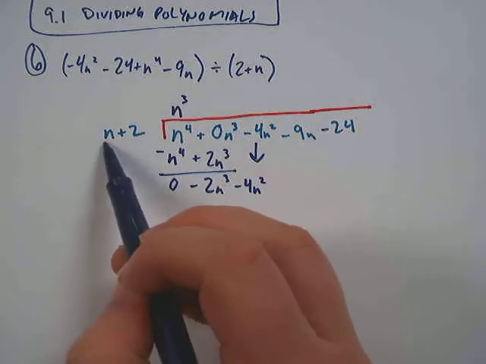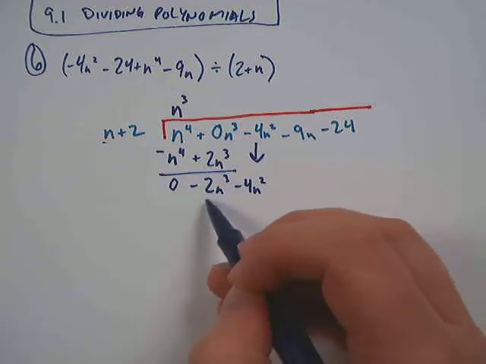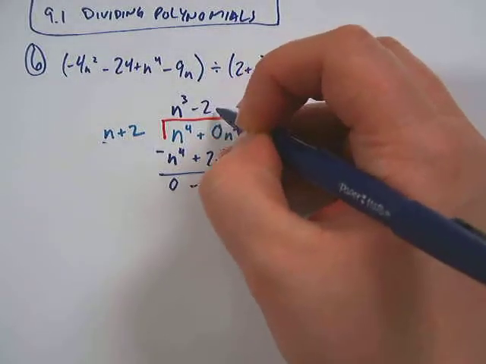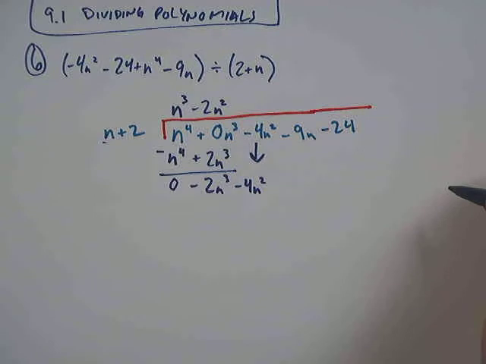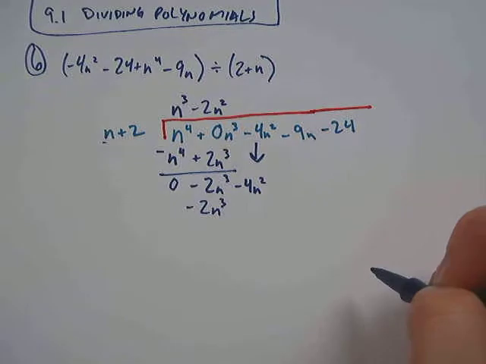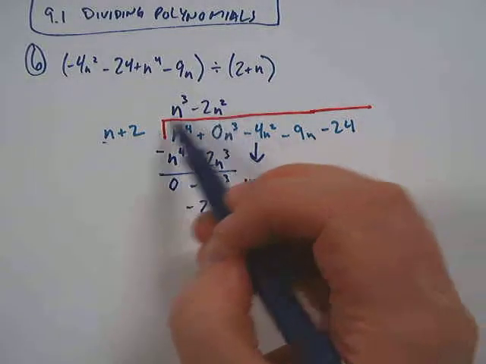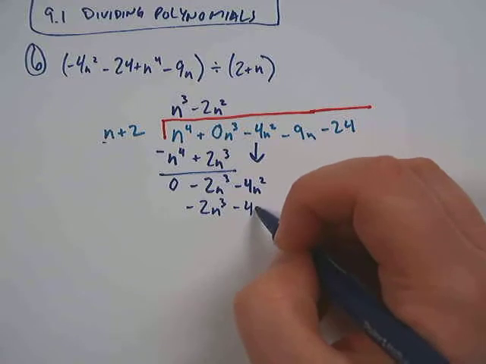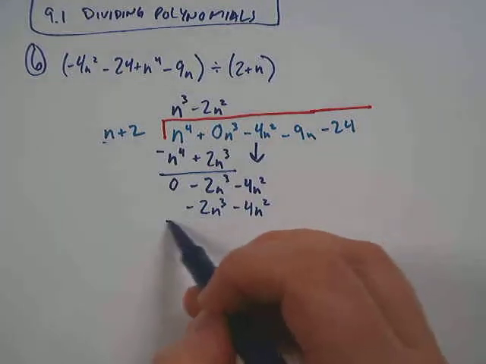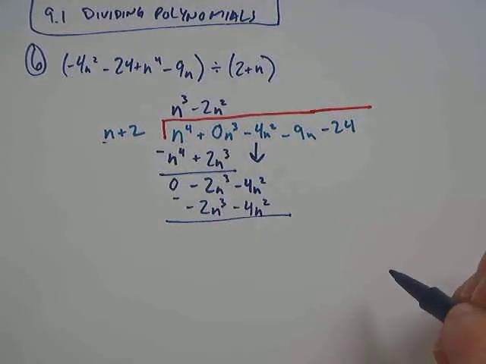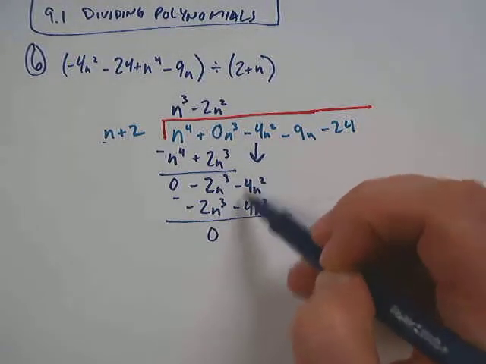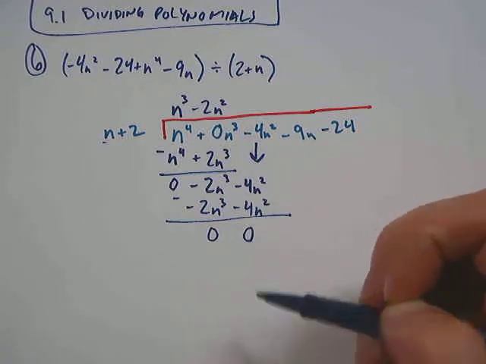So we're looking at what can we multiply n by to get negative 2n to the third power this time. And that is going to be negative 2n to the second power. Because when we multiply these, we get negative 2n to the third power. And then when we multiply these, we get minus 4n to the second power. All right. So now we're going to do that same process. We're going to subtract. And these subtract to get 0. These also subtract to get 0, because whenever you take the same thing away from itself, you get 0.